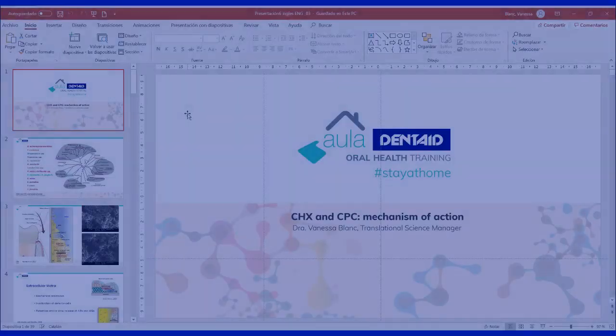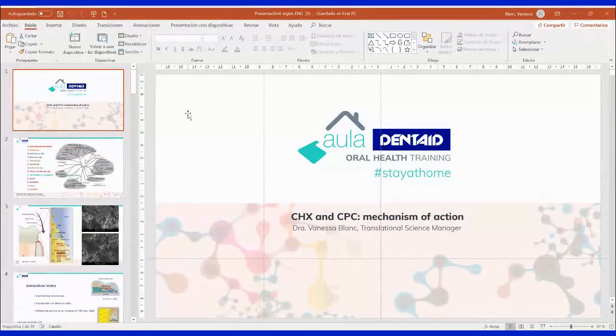I am a microbiologist and responsible for the Translational Science and Development area at the Dental Research Center. Today, the Aula Dental is focused on the mechanism of action of the two most important antiseptics in oral care. Let's go ahead.